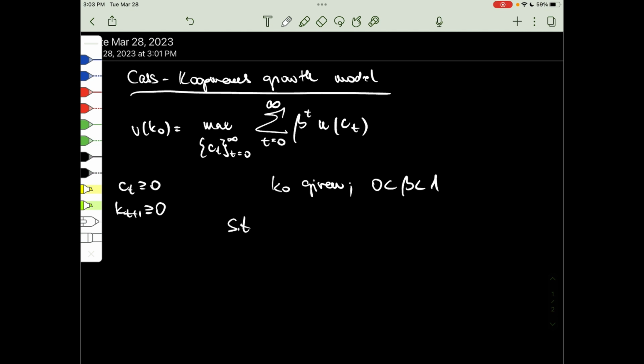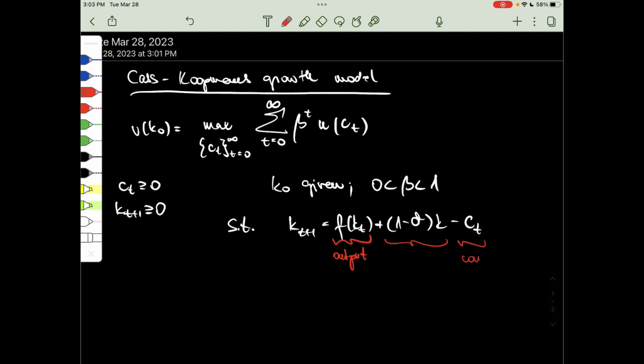We have a transition equation which means that next period capital stock is the sum of current output. A part of next period capital stock comes from capital stock transferred from t to t plus 1, and this is consumption.